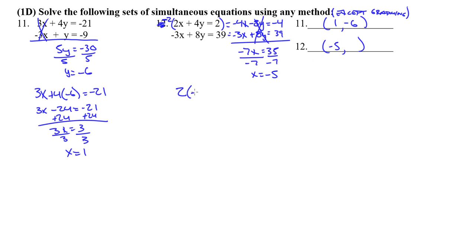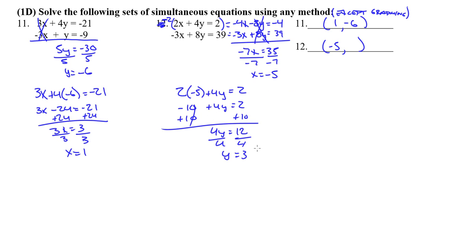2 times x, which we now know is negative 5, plus 4y equals 2. That gives us negative 10 plus 4y equals 2. Add 10 to both sides. And we get 4y equals 12. Divide by 4. Y has to be 3.